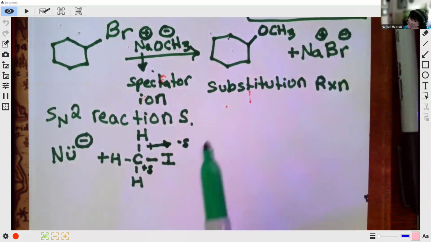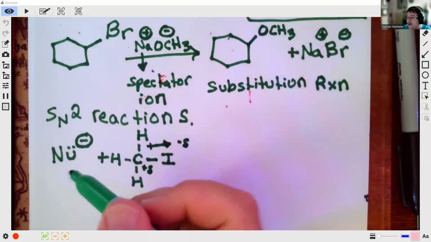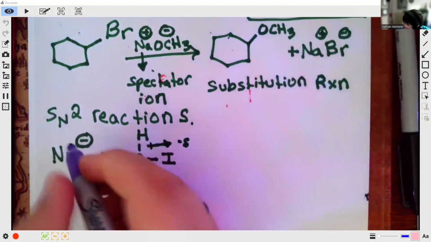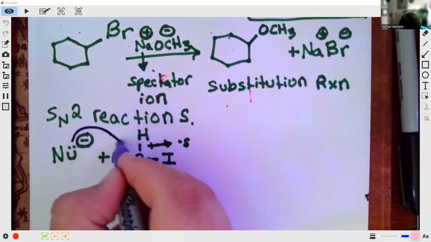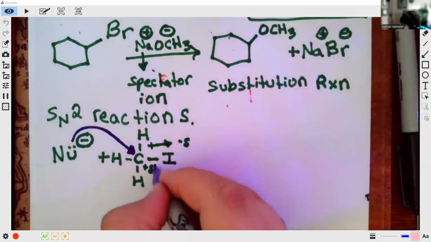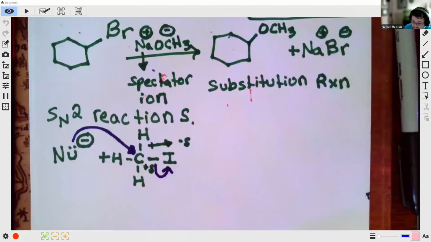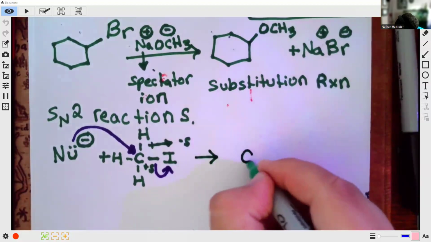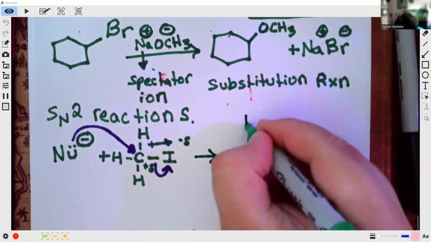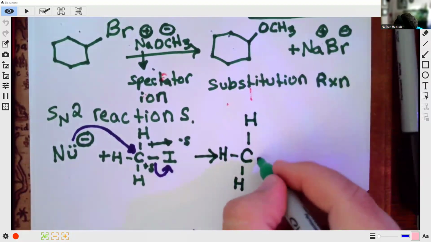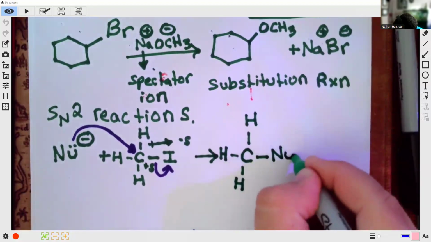So in terms of arrows, you always start from electron rich to electron poor. That hasn't changed from resonance. You'll take your nucleophile, attack your carbon, and kick off your leaving group. So our product now has a new bond to our nucleophile.